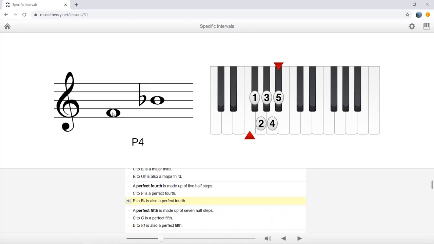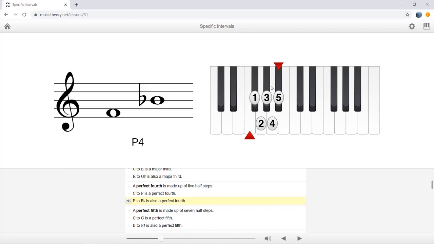We count from F up to B flat. So F, 1, 2, 3, 4, 5. And we know that it's a fourth because we go 1, 2, 3, 4. So you find the generic interval first, and then you count the number of half steps, and that will tell you what type of interval it is, or the specific interval. So we know that it's a fourth.